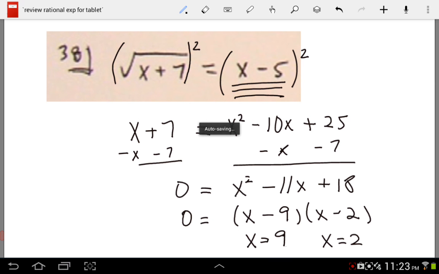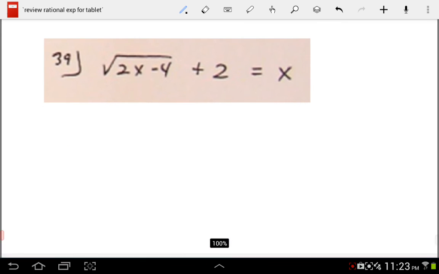Now let's take 9, and if we get 9 minus 5, well that's positive, so that's okay. However, if we put in 2, 2 minus 5 would be negative 3. And the square root of some value, no matter what it is, cannot be equal to negative 3. There's nothing I can take the square root of that would make that work. Therefore, that 2 solution is extraneous.